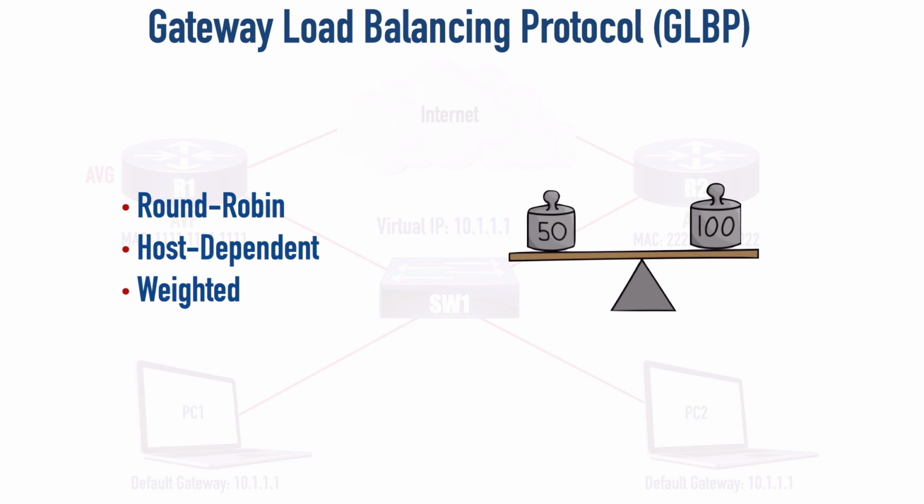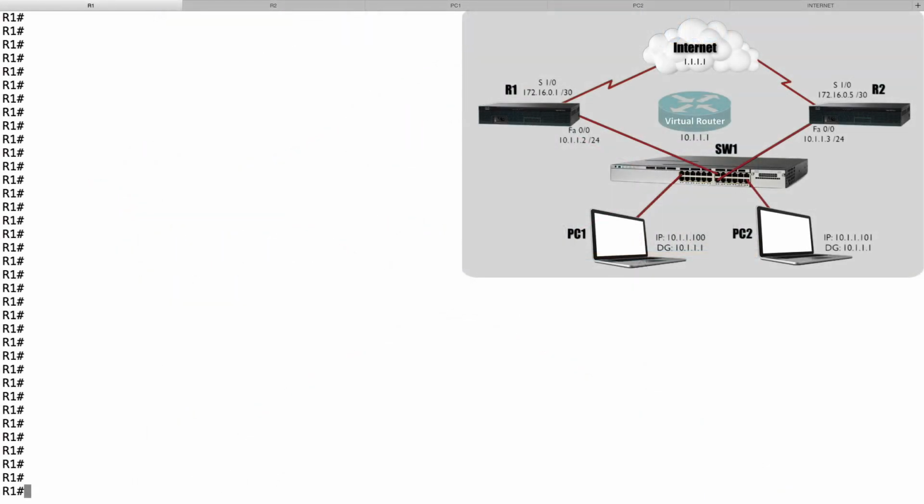Now that's a review of the theory of Gateway Load Balancing Protocol. Let's take a look at a video I recorded some time ago showing the configuration of GLBP. Here we've got a couple of routers, R1 and R2. We want R1 to be the AVG, the Active Virtual Gateway, that's going to be handing out virtual MAC addresses to the AVFs.